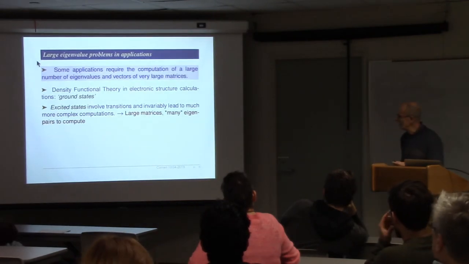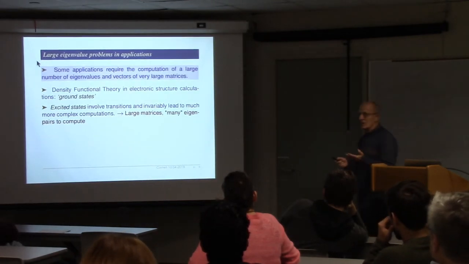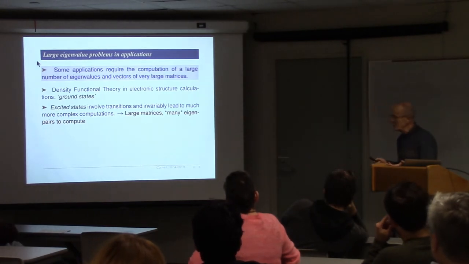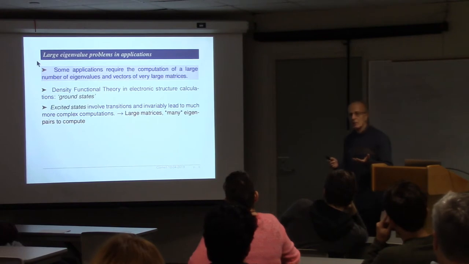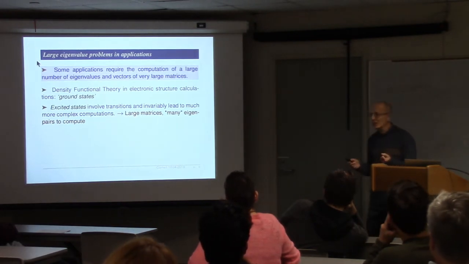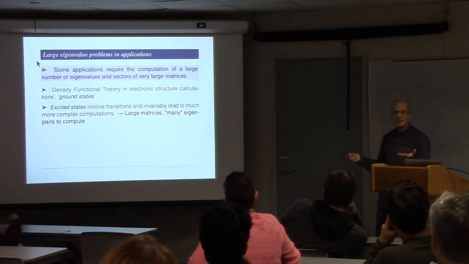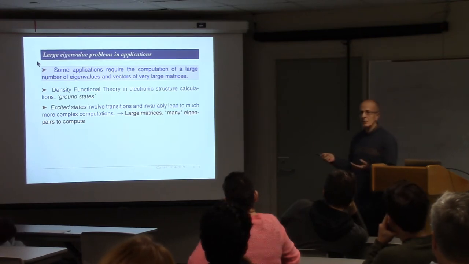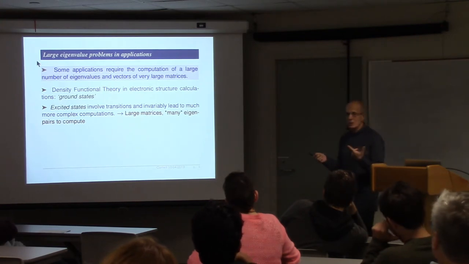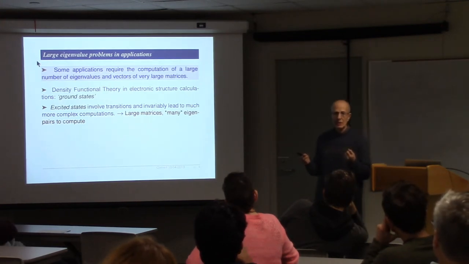eigenvectors to compute. So to give you an idea, imagine the matrix has 10 million rows, which is not large for this application, and you want to compute maybe 100,000 eigenvectors. That's the goal, right? So we have had actually an example like this about 15 years ago, where we had a matrix of size maybe 8 million, and we wanted 20,000 lowest eigenvalues.